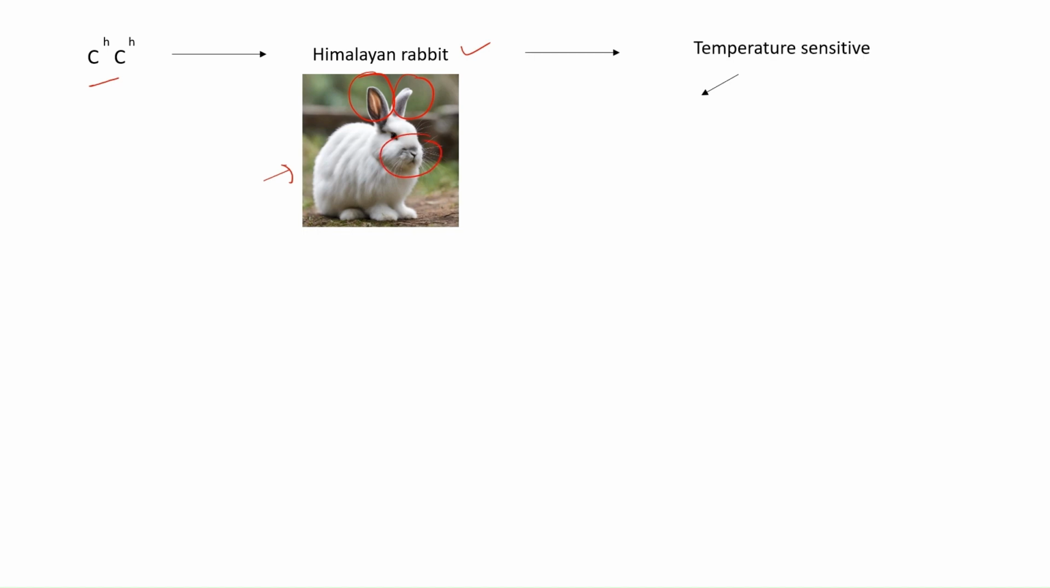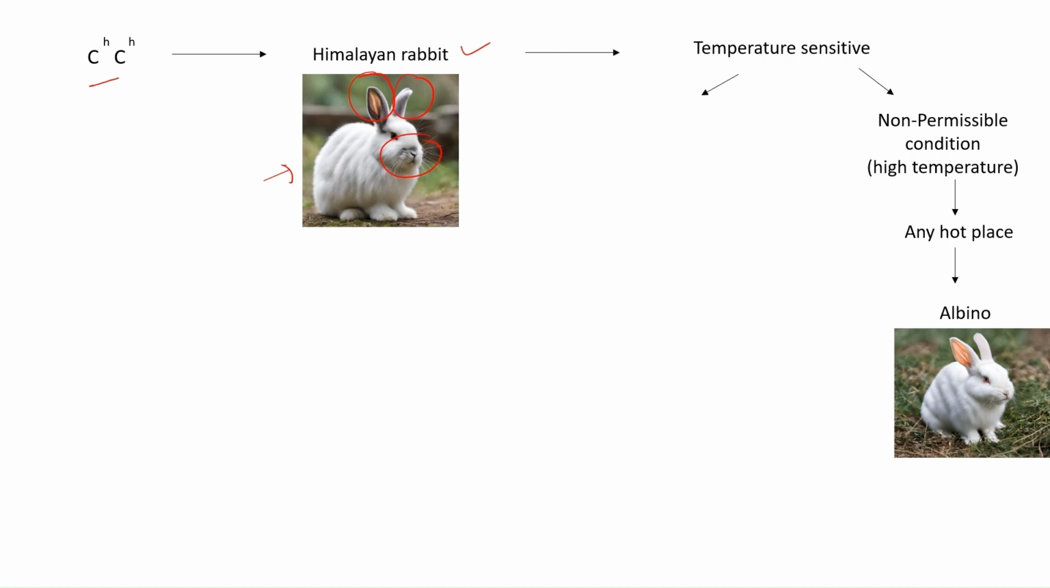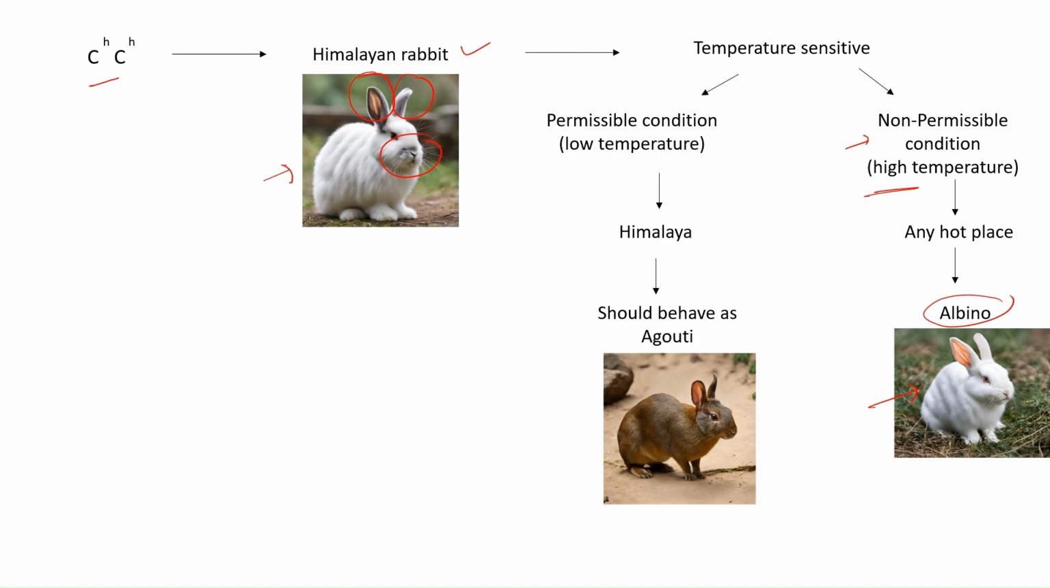Now, this is temperature sensitive, so it will have a permissive condition and a non-permissive condition. The non-permissive condition for this allele is high temperature. So if we take this rabbit to any place which is hot, the rabbit will behave as albino. That means completely white, because high temperature is non-permissive for this allele. It will behave as a mutant there. Then, what is the permissive condition for this rabbit? The Himalayan condition, that is the low temperature.